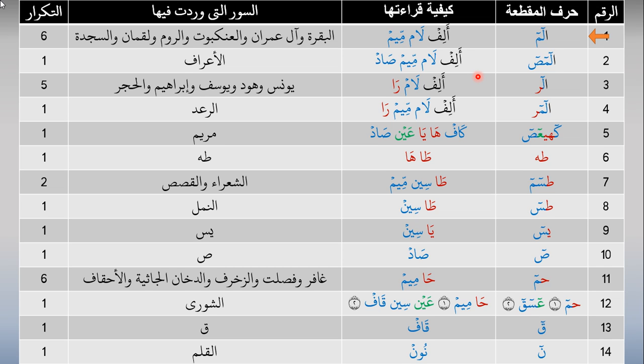The next one is Alif, Lam, Mim, Sad. That one is repeated only once in Surah Al-A'raf. The next one is Alif Lam Ra. This one's repeated 5 times in Surah Yunus, Hud, Yusuf, Ibrahim, and Al-Hijr. Then we have Alif Lam Mim Ra. How do you say that one? Alif, Lam, Mim Ra. That's in Surah Al-Ra'd only.